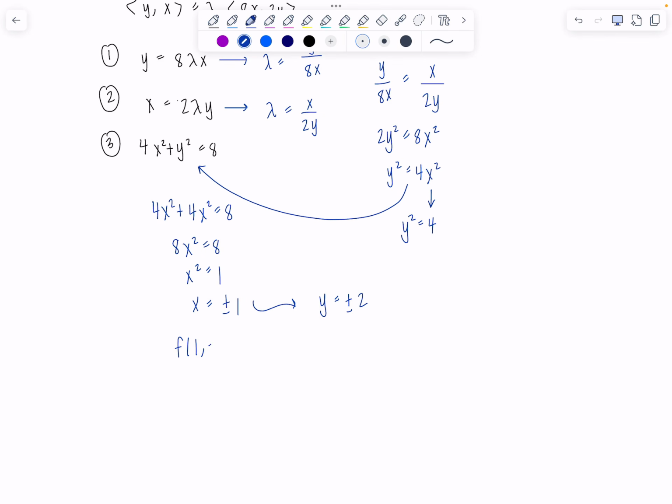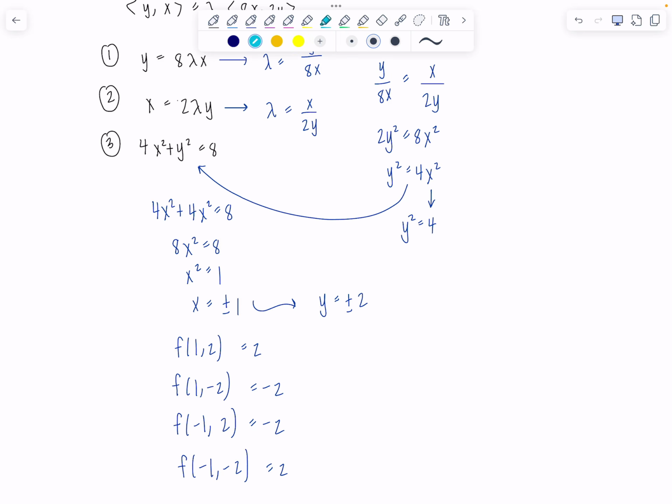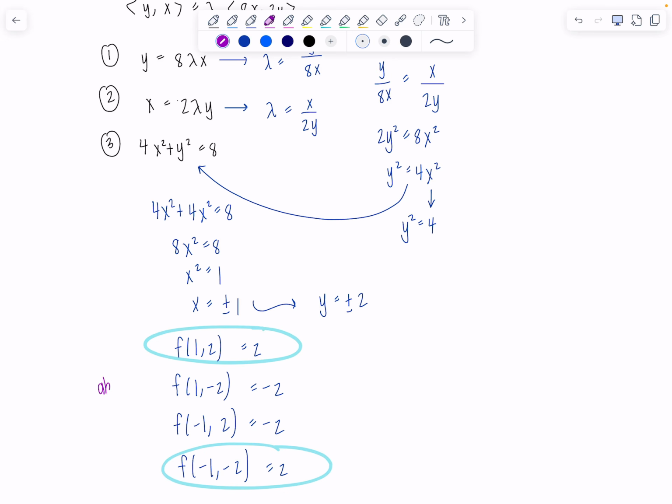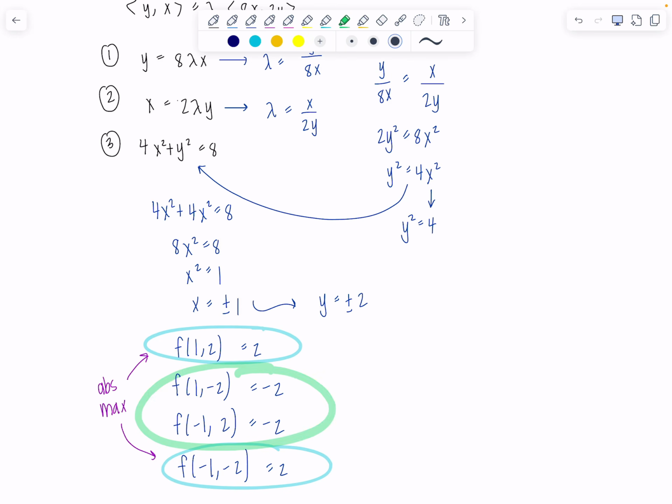So f of (1, 2), I got 2. f of (1, negative 2) is negative 2. f of (negative 1, 2) is negative 2. And f of (negative 1, negative 2) is 2. Good? So where's our absolute max? (1, 2) and (negative 1, negative 2). Good. Let's just say these are the absolute max here, and then the other two are the absolute min.